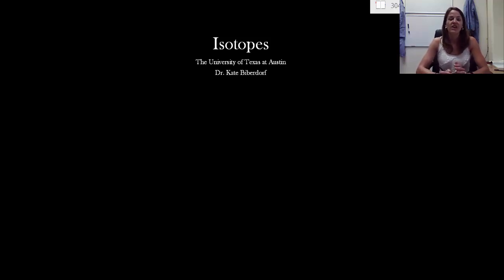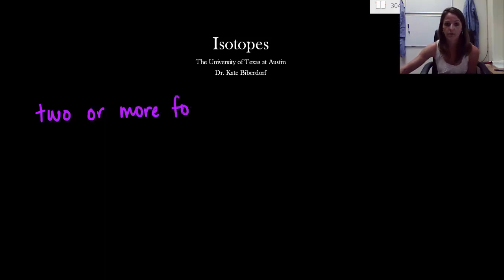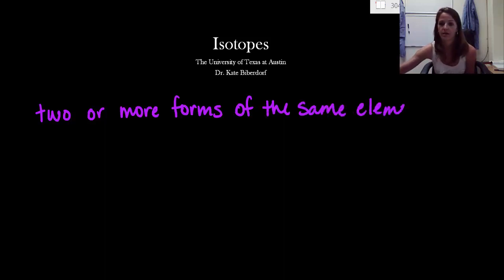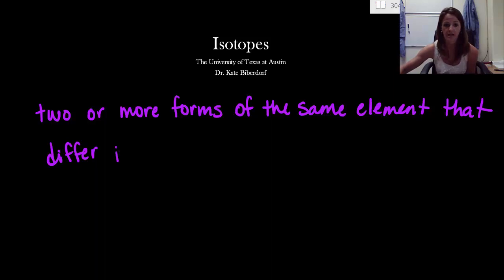Hi everyone, in this video we are going to discuss isotopes. So isotopes have a very, very specific definition, so make sure you pay attention here for the next minute. Alright, so isotopes simply are when you have two or more forms of the same element that differ in mass.